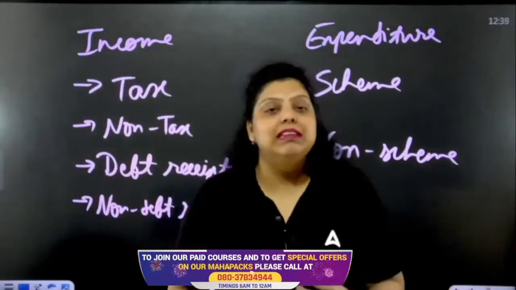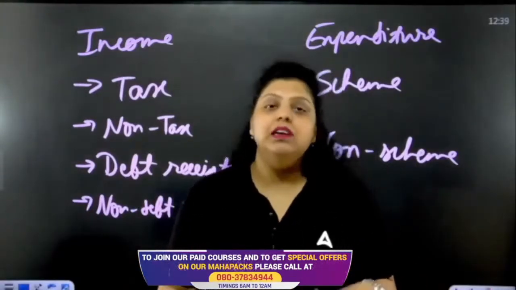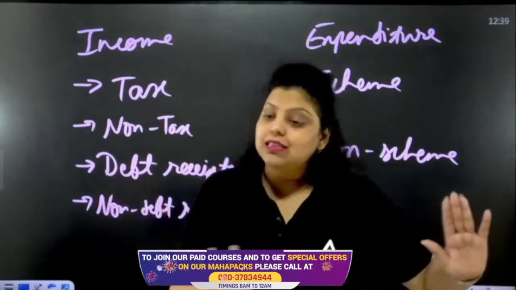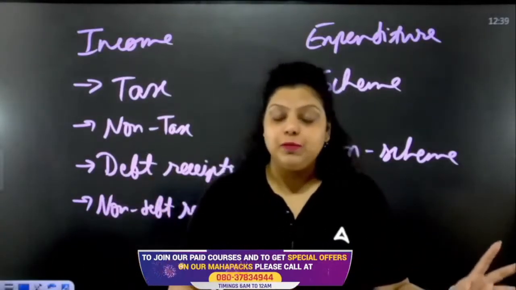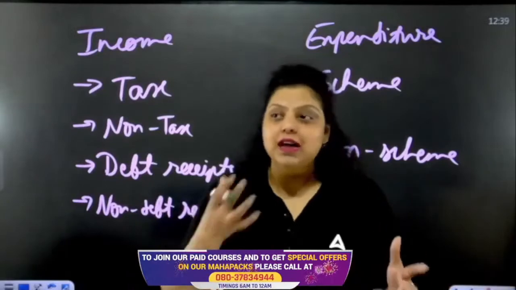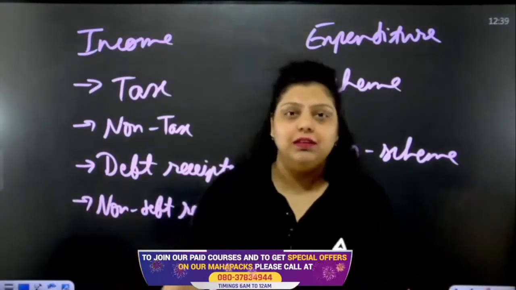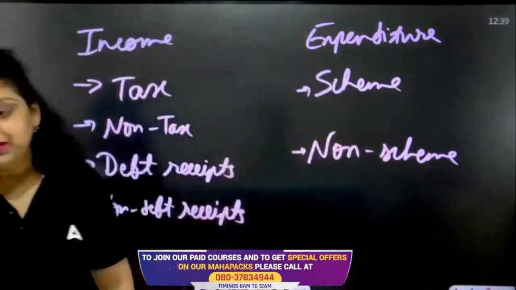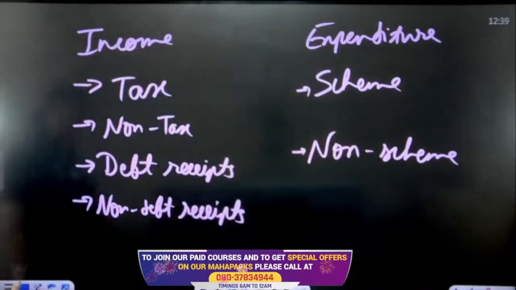We have to give LPG connection to 1 crore BPL families in the country. This is already planned, so this is the scheme expenditure. Non-scheme expenditure can happen suddenly, like an uncertain situation, natural calamities, etc. So that will be part of your expenditure. Okay, so this is what the budget is.